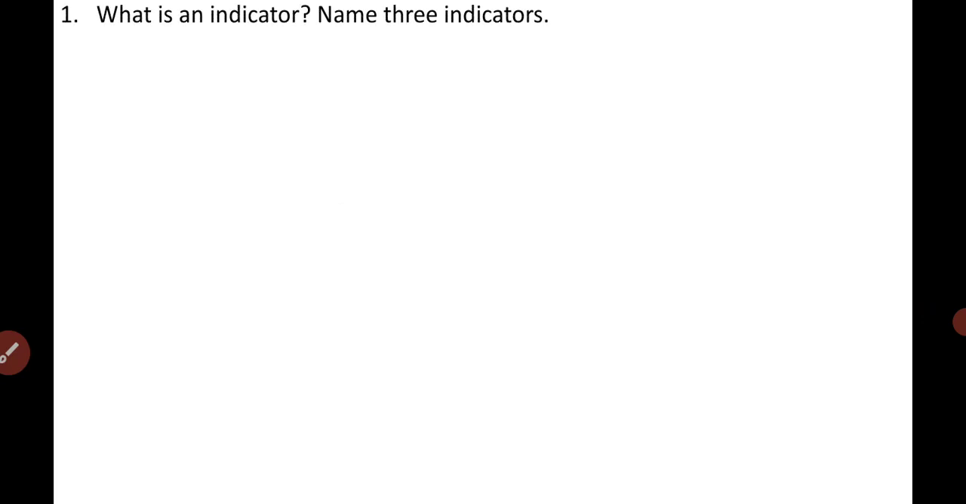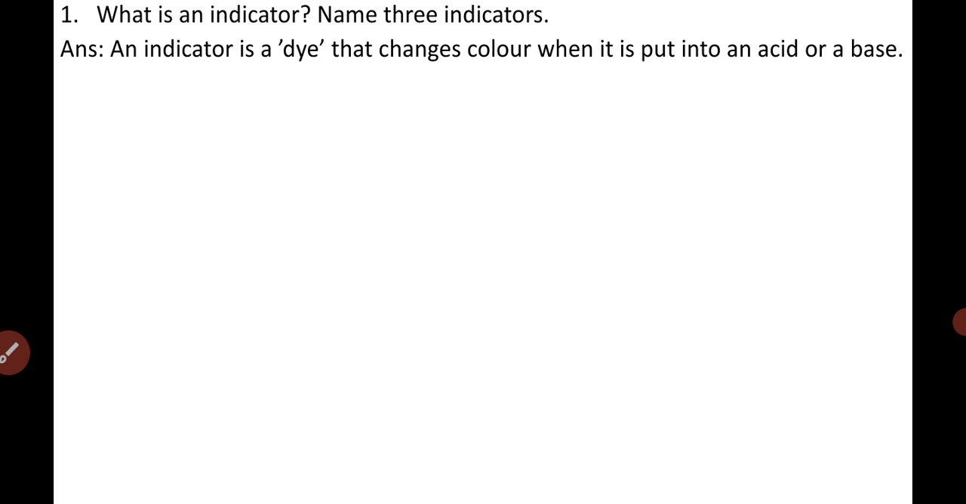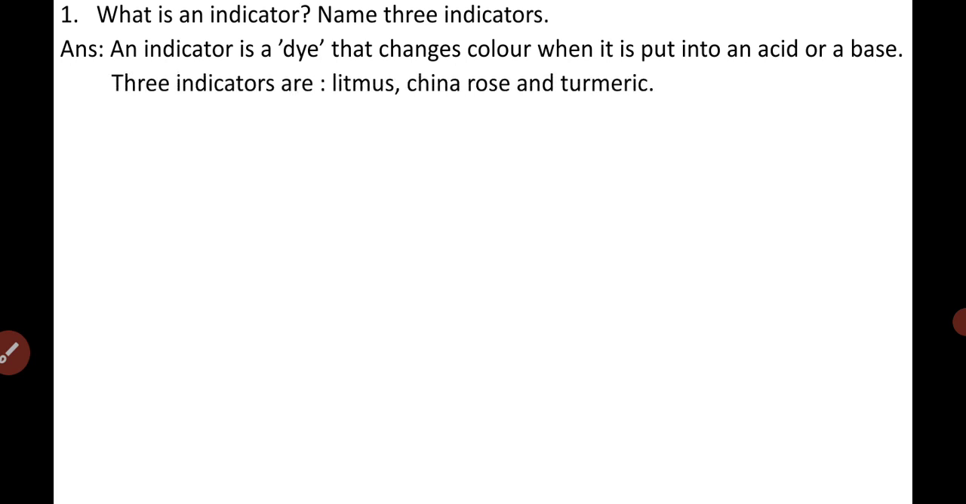The first question: what is an indicator? Name 3 indicators. The answer is, an indicator is a dye that changes color when it is put into an acid or a base. Basically, indicators are dyes that change color when dipped in an acidic or basic solution. Only then can we determine whether the given substance is acidic or basic. The three indicators are litmus, china rose and turmeric.